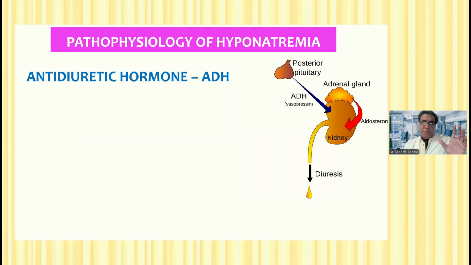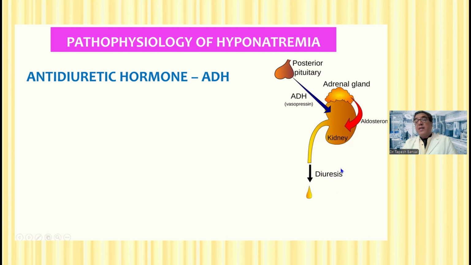So we start with the pathophysiology of hyponatremia. The most important is antidiuretic hormone. The antidiuretic hormone is secreted by the posterior pituitary, and it acts on the kidneys. It leads to water absorption, free water absorption, and it concentrates the urine. Increased ADH will lead to increased water absorption in the distal tubules and collecting tubules, and lead to free water retention. And the other important hormone is aldosterone, which leads to sodium and water absorption.